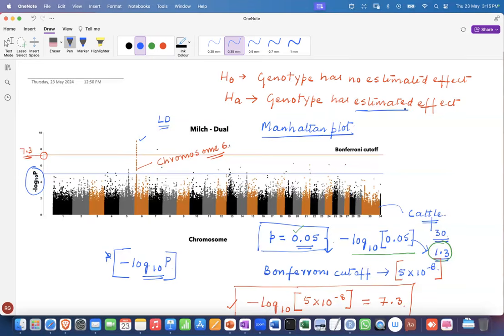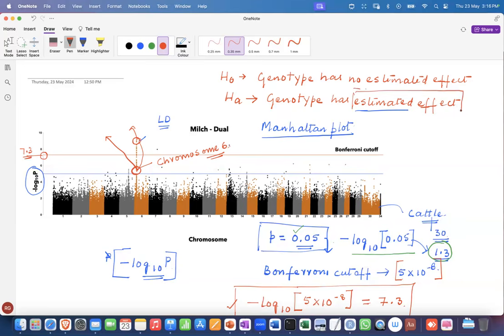The reason is linkage disequilibrium. Listen to me very carefully. For example, if you have a SNP here, this SNP may not have a direct effect on the phenotype, but may have an effect just because it is closely linked with some other SNP here, which has a major effect. You understood? So that's why you say that genotype has an estimated effect.